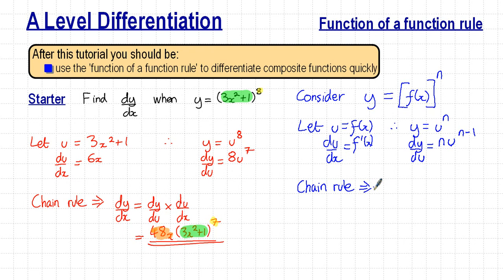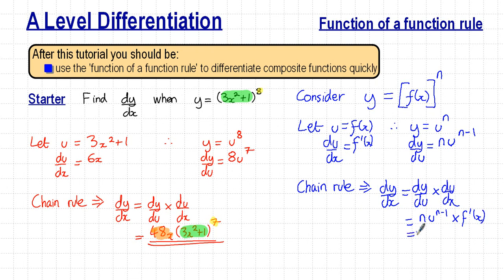The chain rule implying that dy by dx equals dy by du times du by dx. And let's just plug in what we've got here. So dy by du is n times u to the n minus 1, and du by dx is f dash of x. And if we could just tidy this up a little bit.